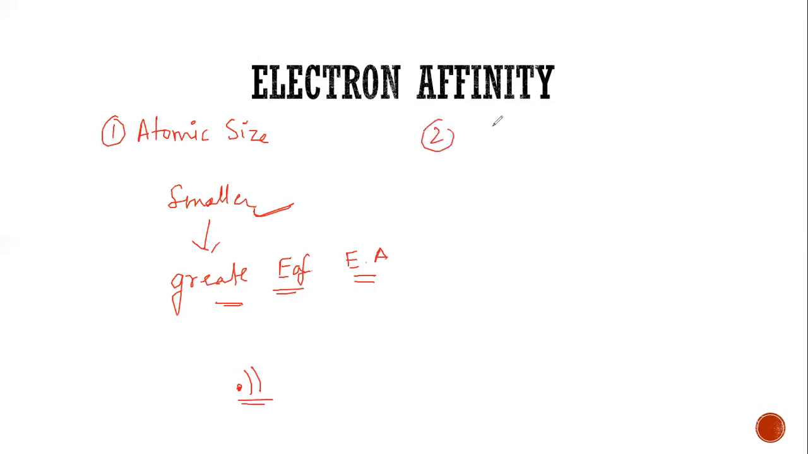and because of which the electron can be held firmly. Next is the nuclear charge. The greater the nuclear charge, the greater will be the electron gain enthalpy or the electron affinity. This is because an increase in the nuclear charge increases the effective attraction on the valence electrons, due to which the electron gain enthalpy increases.